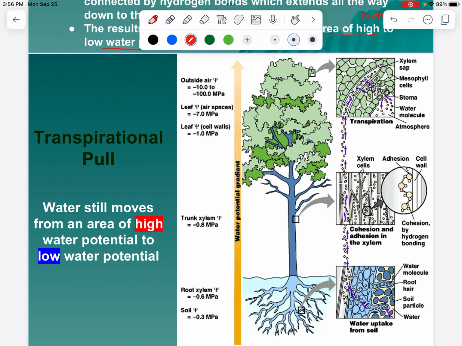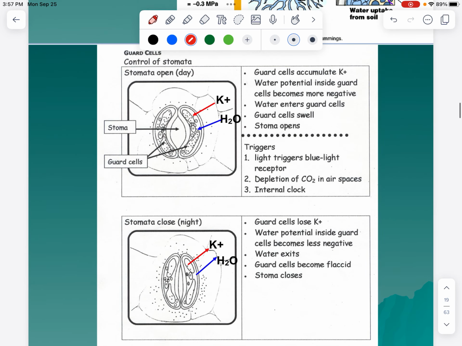We call this force the transpirational pull. As more and more water molecules are lost up in the leaf, that will further decrease the water potential in this area, allowing more and more water molecules to be pulled up against gravity. If you compare the water potential up in the leaves versus the one in the root, you can see that this is a lower negative number. This is -7 megapascal, whereas the water potential in the roots is only -0.6 megapascal.